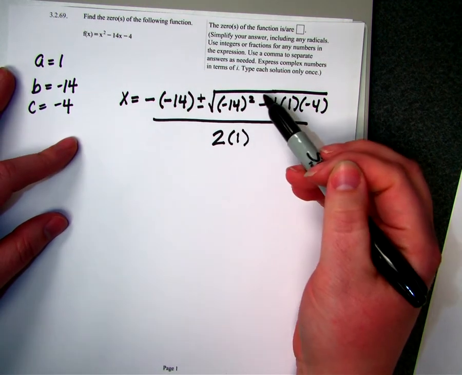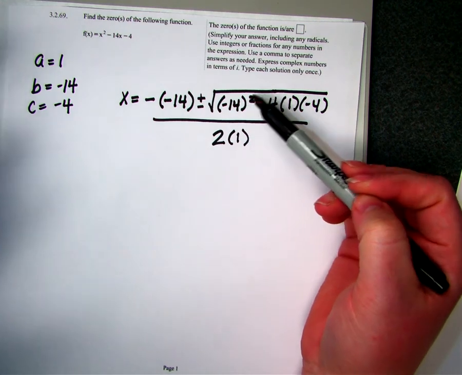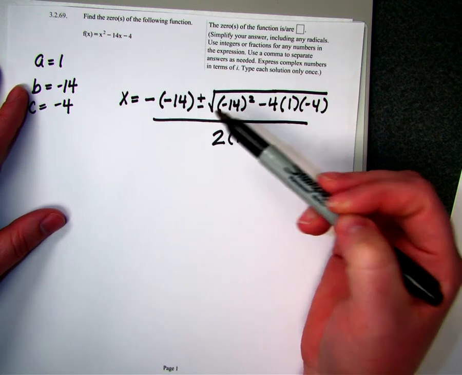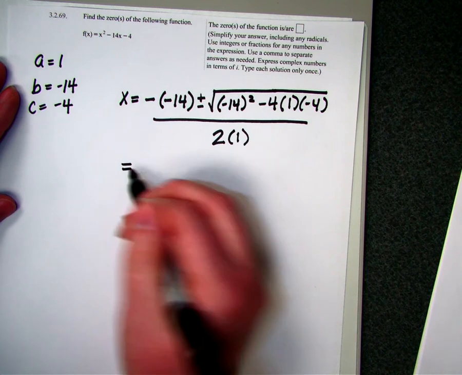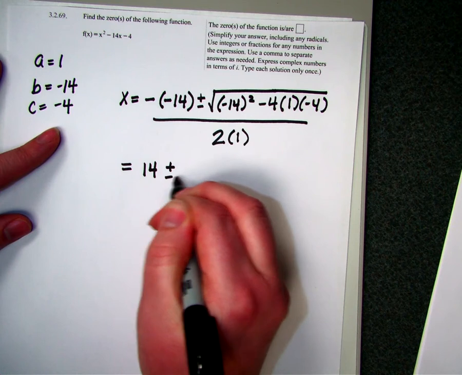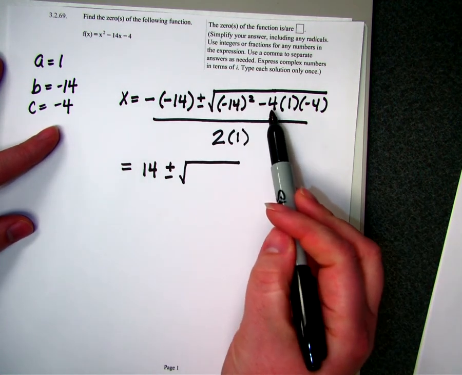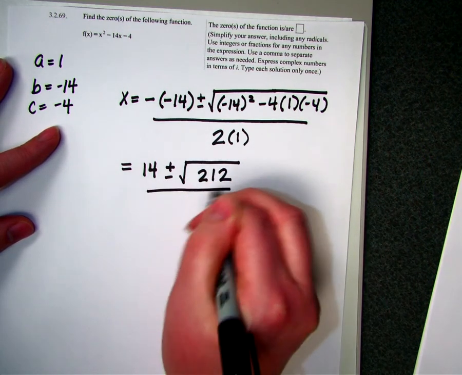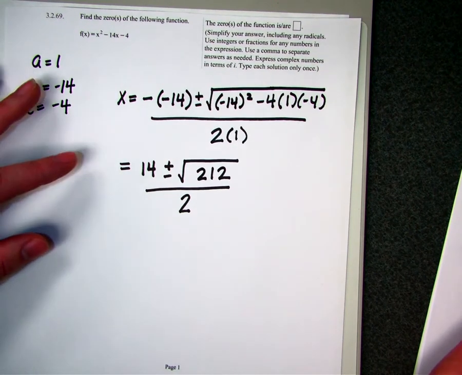So an important thing here that we need to make sure we're aware of is that the negative 14 is being squared, so we need to make sure we put it in a set of parentheses, because if we do negative 14 without the parentheses squared, we'll end up with a negative result, but we are squaring negative 14, so negative 14 times negative 14 should end with a positive result. So simplify this expression. The negative here gives me a positive 14 plus or minus the square root of, and if we do negative 14 squared minus 4 times 1 times negative 4, we should get 212 underneath that radical sign. So we have 14 plus or minus the square root of 212 divided by 2.